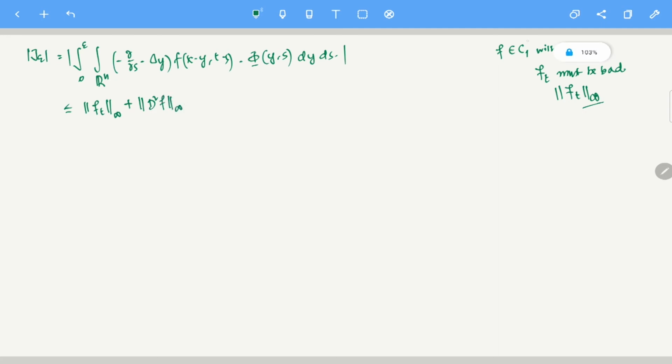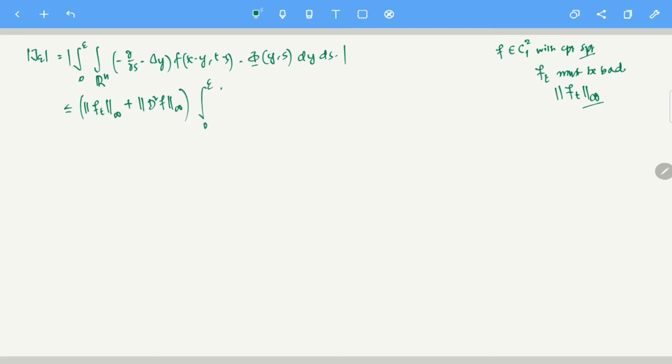See, f is in C2, twice differentiable with respect to the x variable, with compact support. So delta y, the twice derivative of f with respect to y, is also bounded, right? So d2f is bounded, so you just take the infinity norm, the maximum norm. Okay, this is there, and what is left out?